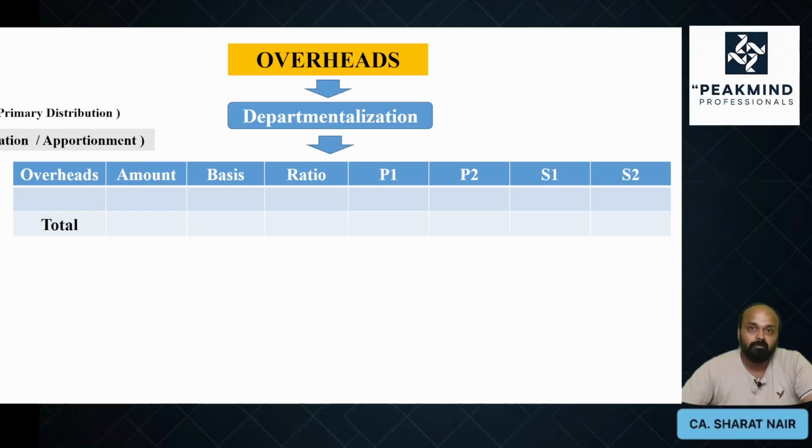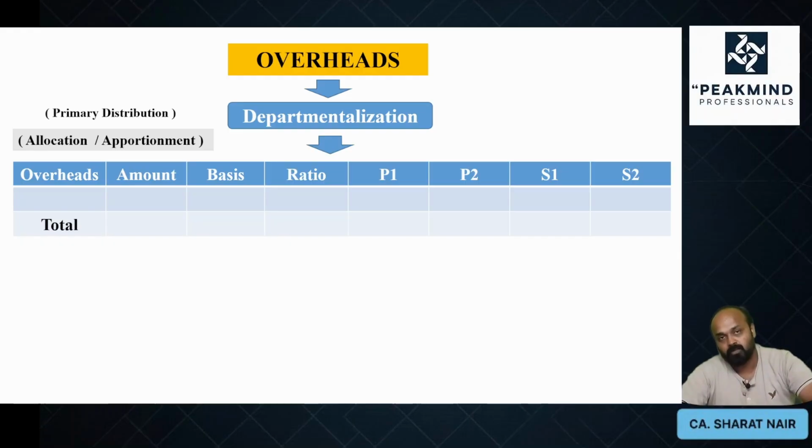Now we are talking about allocation and apportionment. Allocation here means wherever I can say this particular overhead is exclusively incurred for this particular production department or service department, this is called allocation of overhead, which means I can easily identify this particular overhead with respect to that particular department.